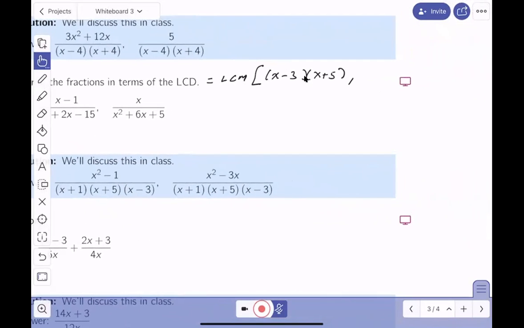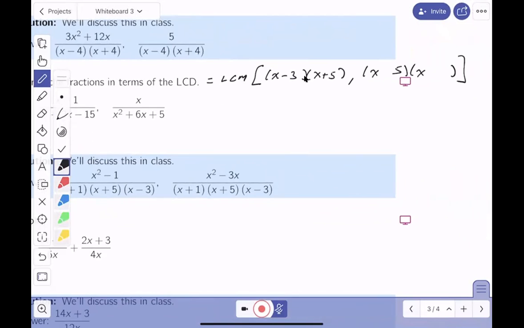And what's the next guy going to be? Well, let's take a look. It's going to be x and x again. And let's see, you've got a 5, so it's going to be 5 and 1, right? Plus, plus. Just make sure it works. X times x is x squared. 1 plus 5 is 6x. And 5 times 1 is 5. It works beautifully.